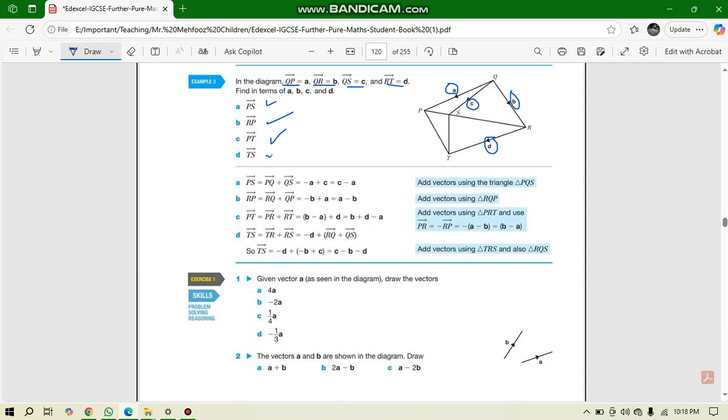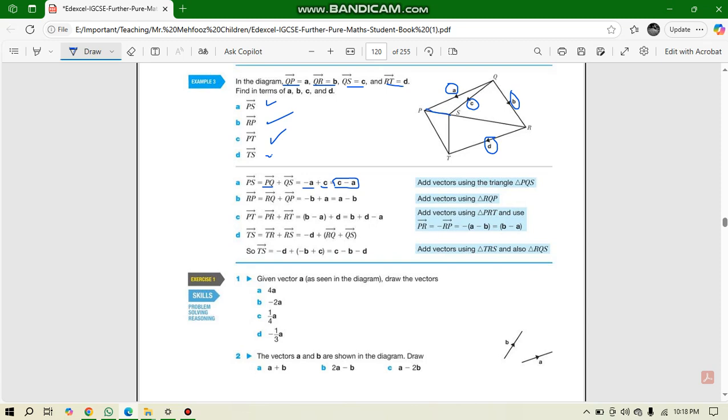So what is PS, this smaller vector? How we can find? So we use QP and QS. So for PS, we can use PQ plus QS. So what is PQ? PQ is the opposite of QP. So that will become minus A, and QS is given as C. So we can write it as minus A plus C, that is equal to C minus A. So this is the answer of PS.